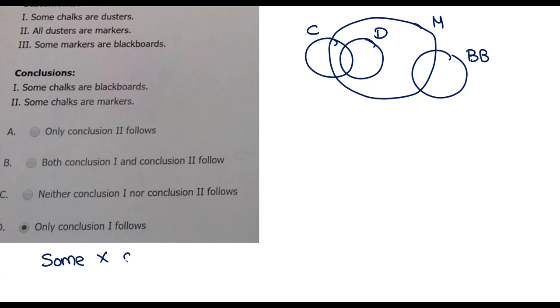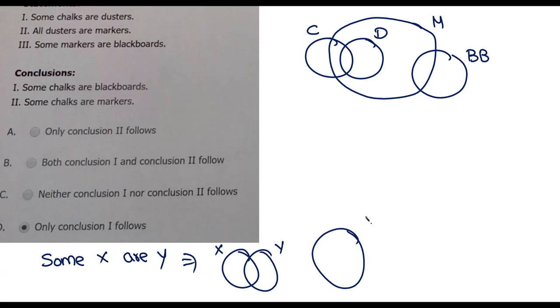Some X or Y means two types of diagrams can come to your mind. One is this: some X or Y. This is one diagram. The other diagram is this: this is X, and some part of that is Y. This is also correct. Many people are not aware of this second diagram. That is also correct only.